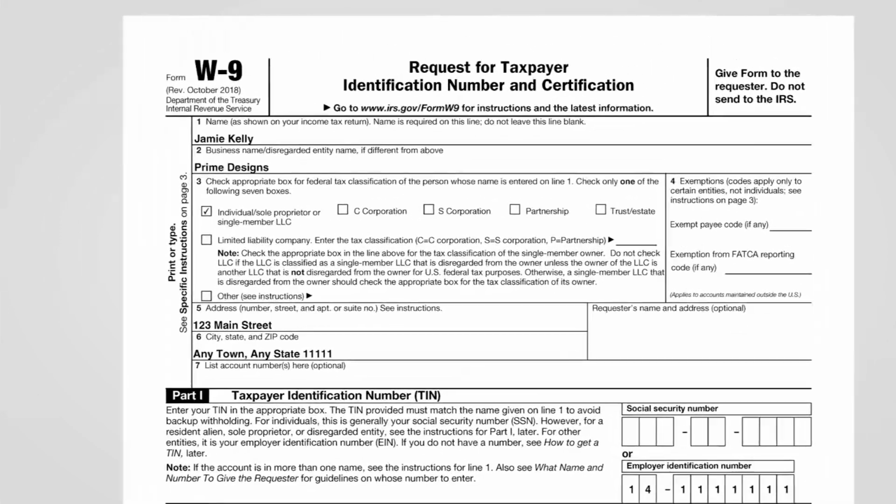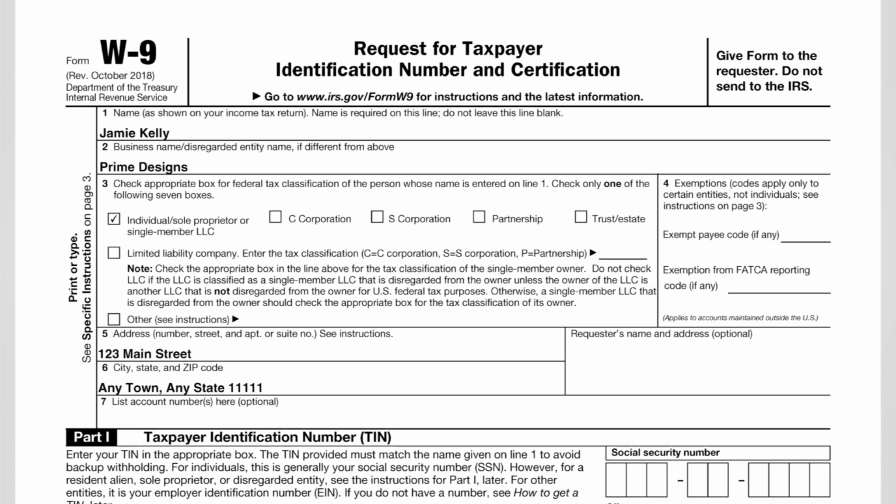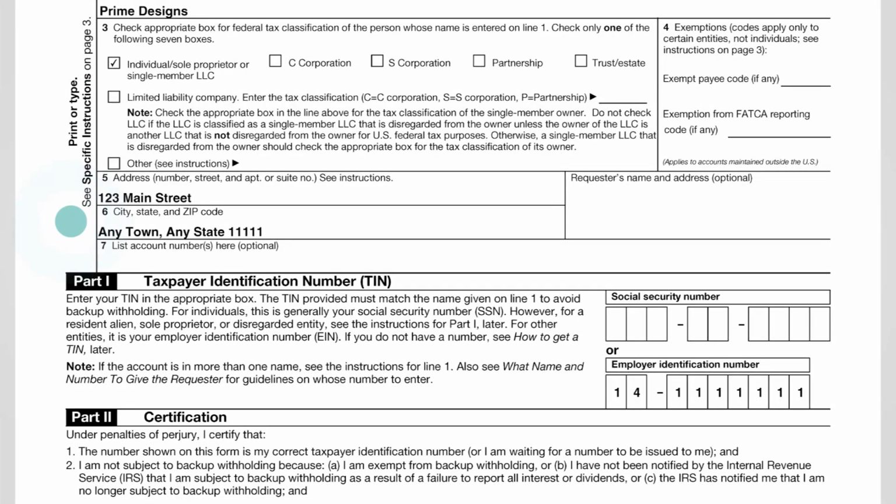Let's go up to the top of the form, box 1, where we just put our name, Jamie Kelly. And then if you have a different business name, then you put it there. That's that DBA thing we were talking about. So Prime Designs. This person is just an individual sole proprietor, so we just check that box. And then it's just your address. You got this. No need to have any form fear. There's our address. We know how to do that.